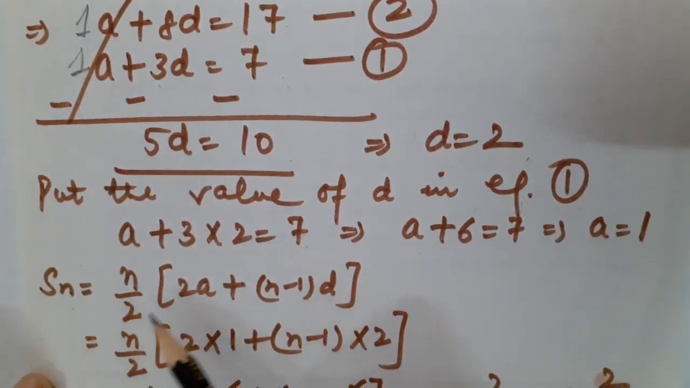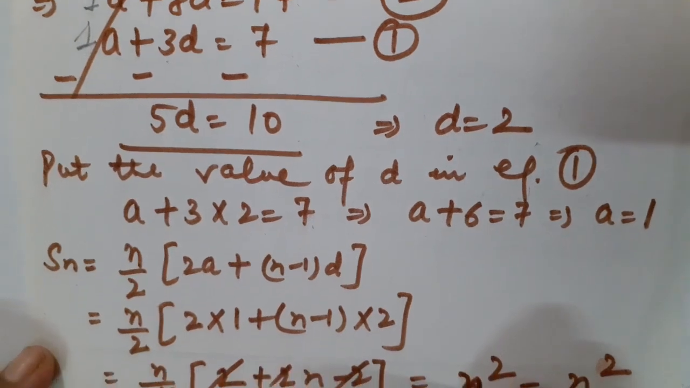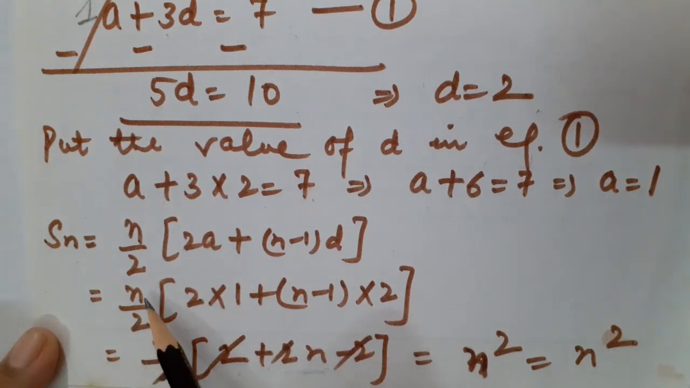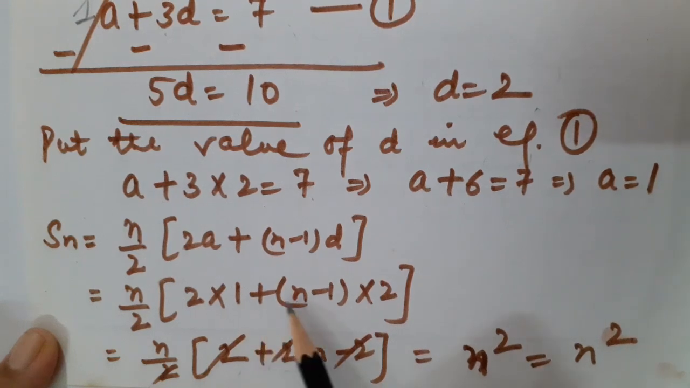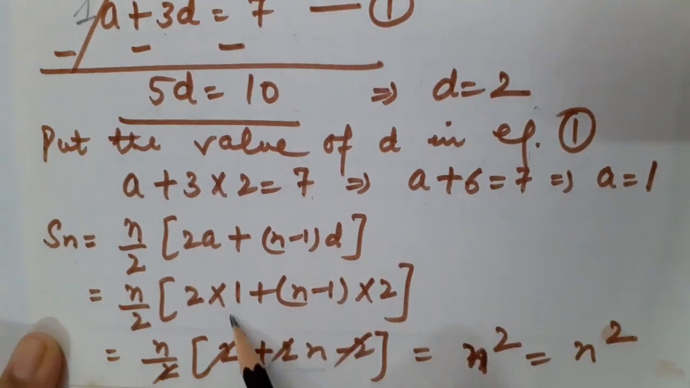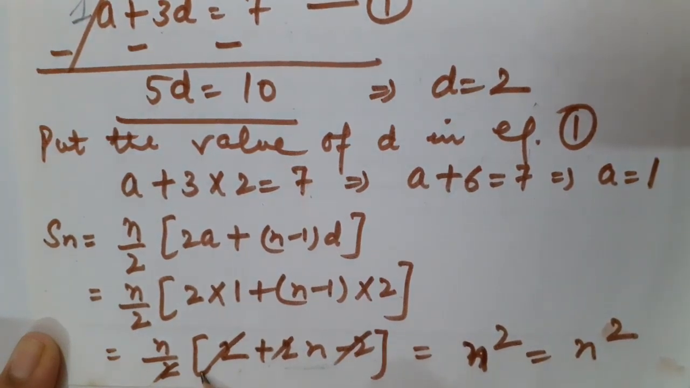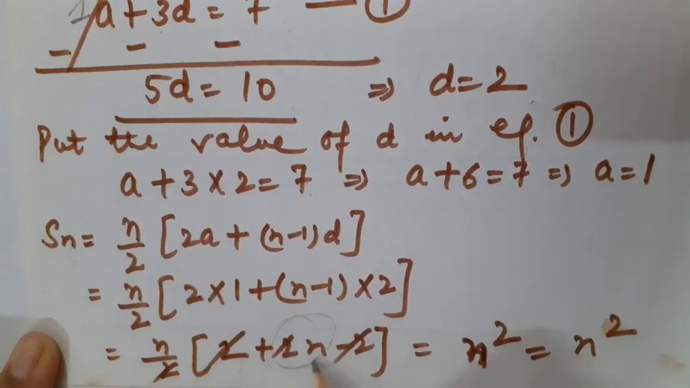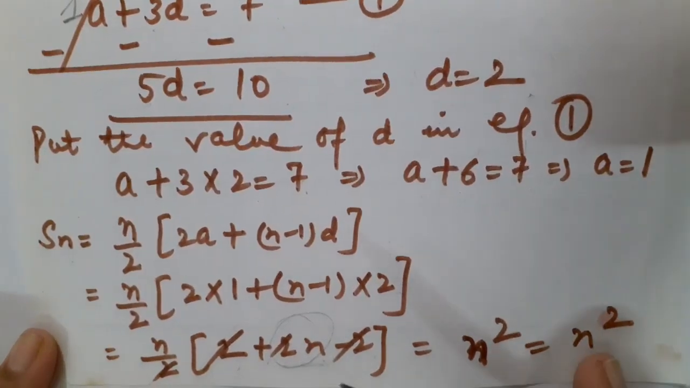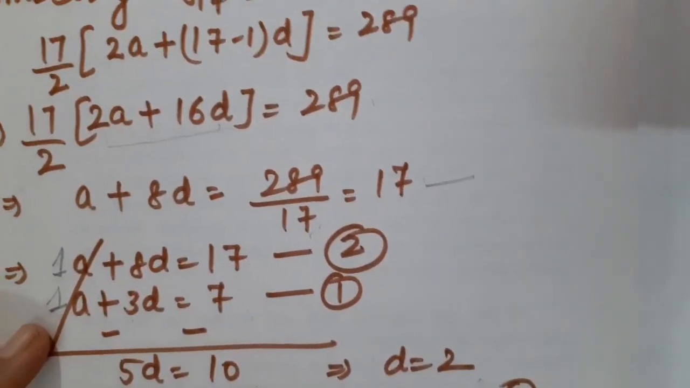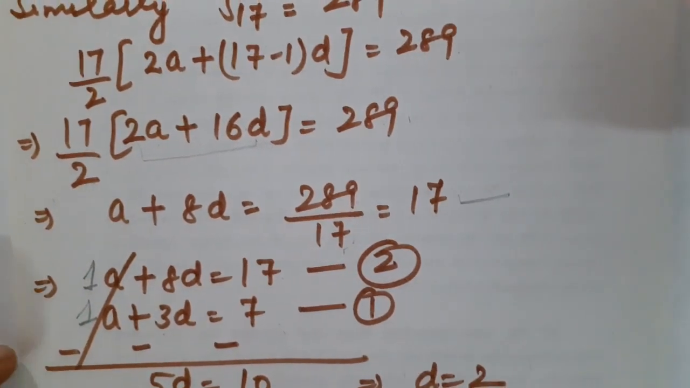So that is Sn is equal to n by 2 into 2a plus n minus 1 into d. Put the value of a as well as d over here. It will be n by 2, because n will remain n only, into 2 into 1 plus n minus 1 into 2. So it would become 2 plus 2n minus 2. This 2 and 2 are going to be cancelled. Now what is left inside the bracket? Only 2n. Then this 2 is going to be cancelled with this denominator 2. So I have got n into n, that is n square. This is actually the sum of first n terms of the AP.